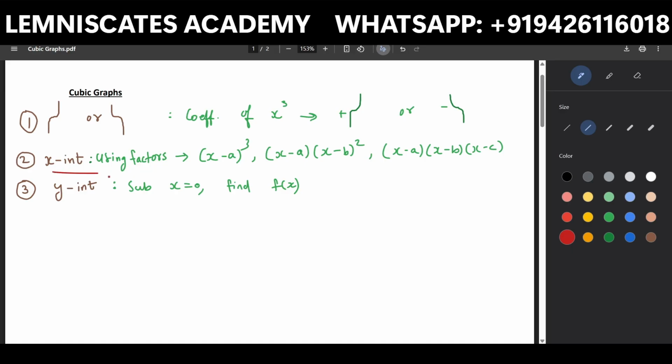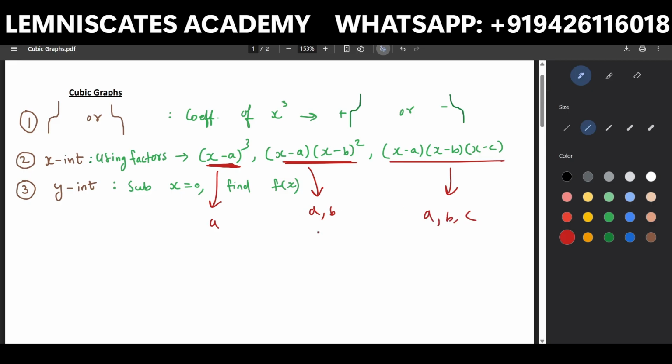The second thing you should be aware about is the x-intercepts. There could be only one x-intercept, as you can see in this case it is a. There could be two x-intercepts, in this case it is a and b. There could be three x-intercepts, that could be a, b, c.